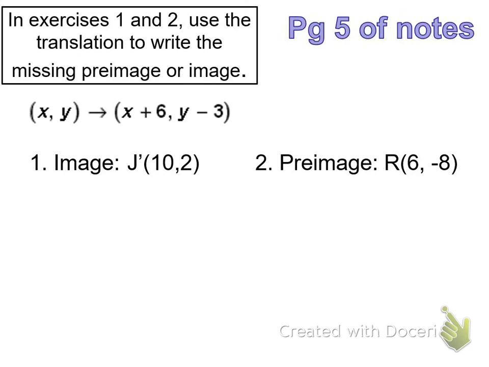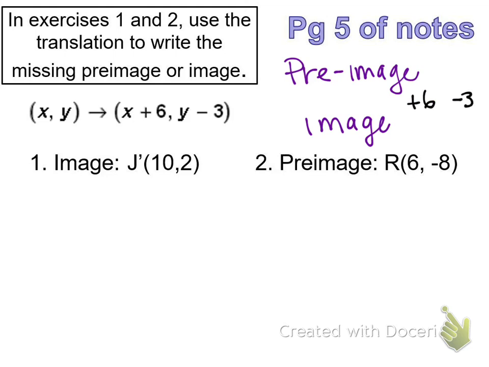The last thing we're going to do is on page 5. Let's go ahead and go to page 5 really quick. We're going to use the translation to write the missing pre-image or image. So we're given one or the other. Remember, which one comes first? The pre-image. And then second would be the image. So what happens between the two of these? How do I go from the pre-image to the image? Right. We go plus 6 and down 3. Yeah. So that's what that statement is saying.